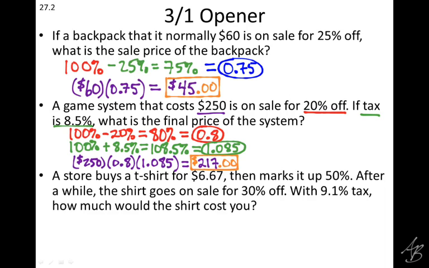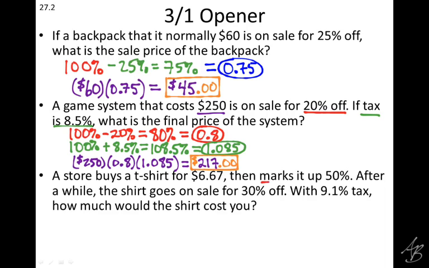So I want you to just take another minute on your own. Try to finish that one up if you didn't get it. Try to figure out what's going to happen after a 50% markup, a 30% sale, and then also 9.1% tax. For each of these multipliers, we're going to go through those first three steps that we have written in our notes. So we're going to start at 100% for each of them.